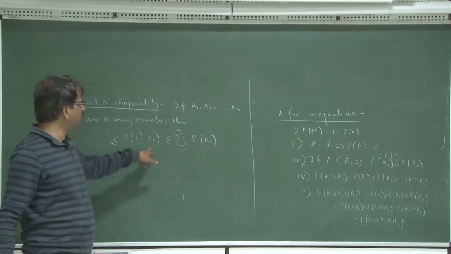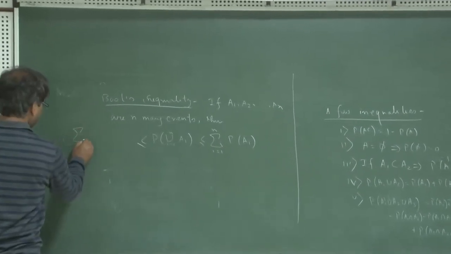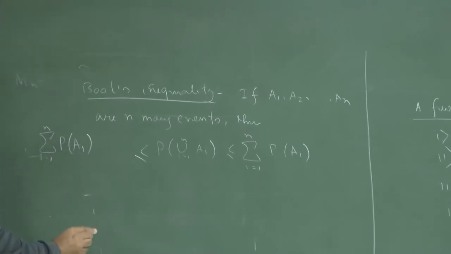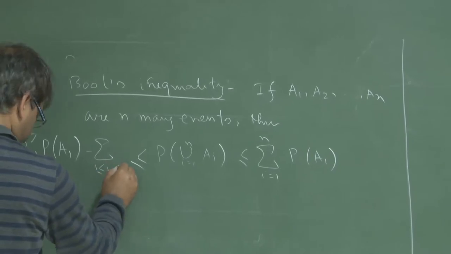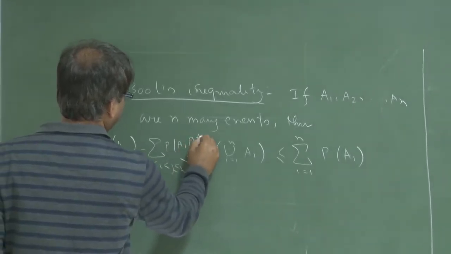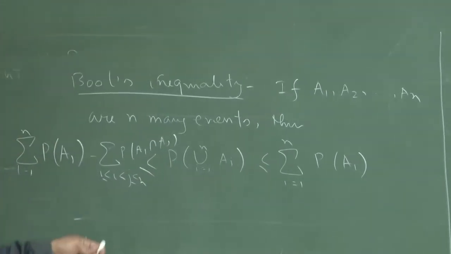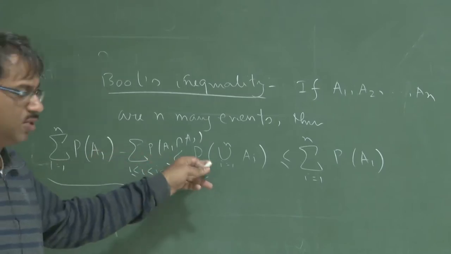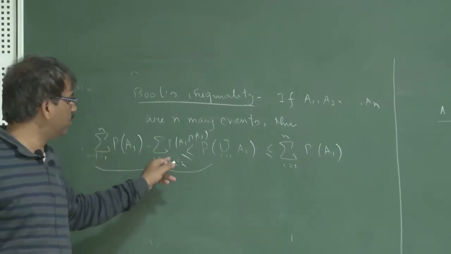We know this upper bound already from the definition, but this lower bound we don't use very often, though it is also useful. Probability of union of Ai is less than or equal to this part, which is a very common result, but this part is not very common and generally we don't use it. That is another inequality: probability of union of Ai is greater than or equal to the sum of probability of Ai minus this term.